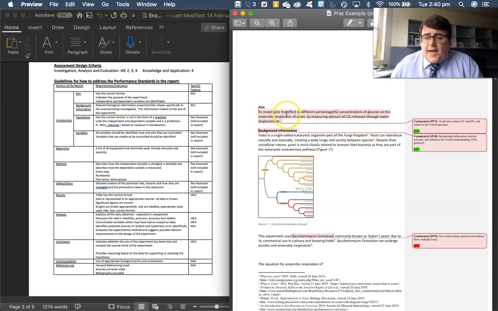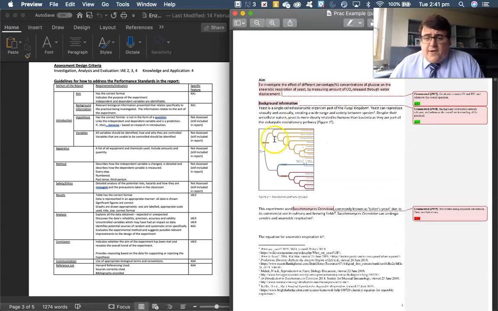Okay, he's indicated the purpose of the experiment, and he's also connected the independent and dependent variables, and that's really important. Okay, so the independent variable is the one that he's changing. That's the different percentage concentrations of glucose, and the dependent variable is what he's measuring, the amount of CO2 released through water displacement. He's used the independent and dependent variable in that aim, and also detailed exactly what the experiment is looking at. Okay, he then moves on to the background information.